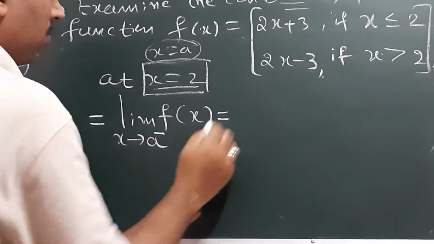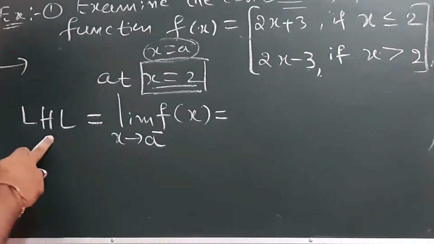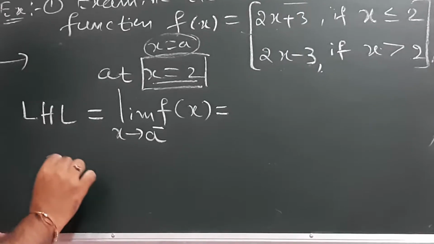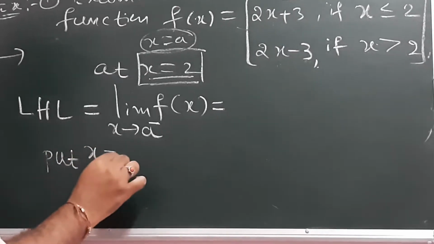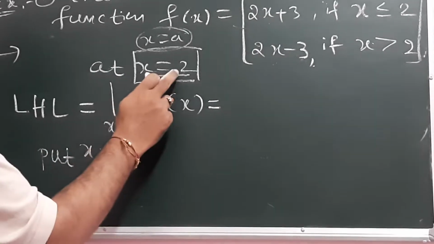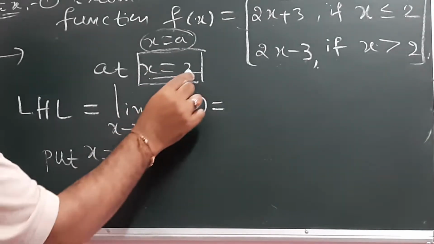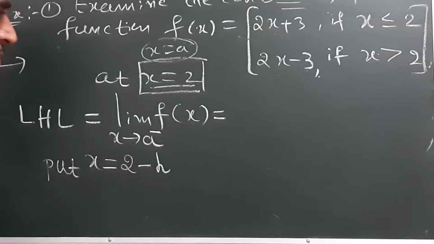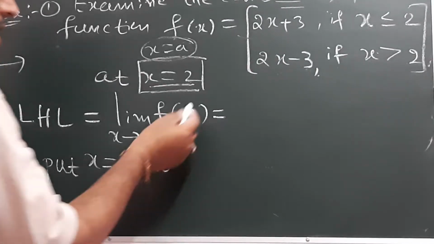So we are finding the left hand limit. We have to do some rough work for this. What is the theory here? Put x is equal to a minus h. What is a here? a is 2, so our point is 2. So 2 minus h. Put x is equal to a minus h here. What is the function here?